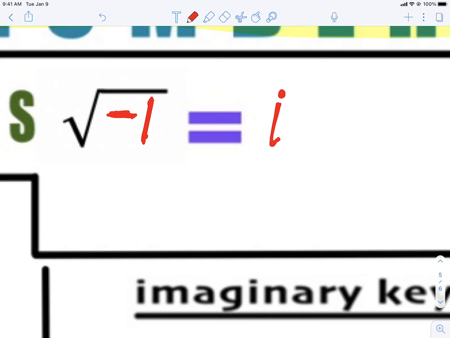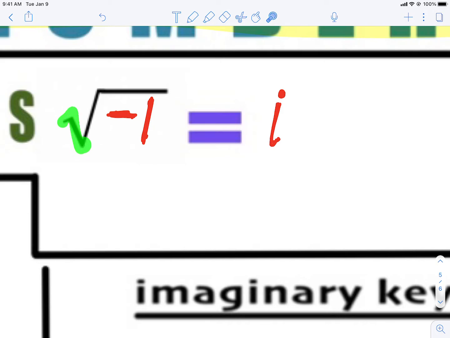The square root of 4 is 2, right? 2 times 2 is 4. The square root of 25 is 5 times 5. The square root of 49 is 7 times 7. But there are no two numbers that will multiply to give you negative 1, right? So the square root of negative 1 is i. It's an imaginary number.